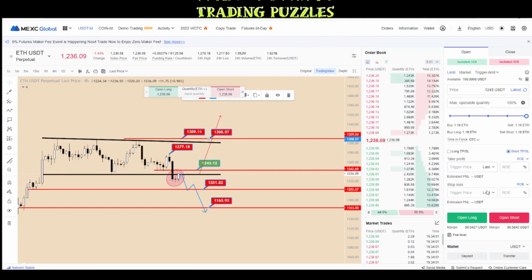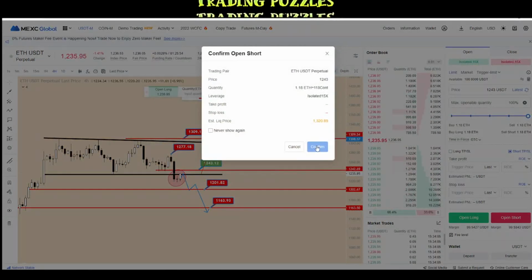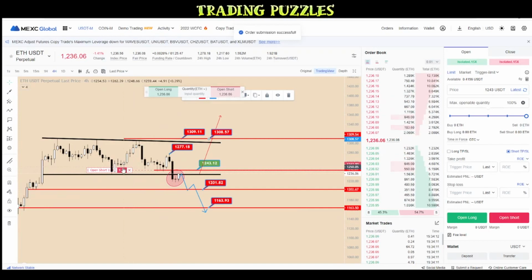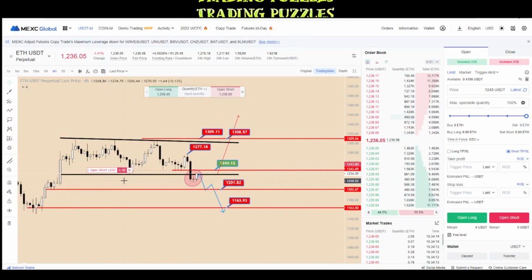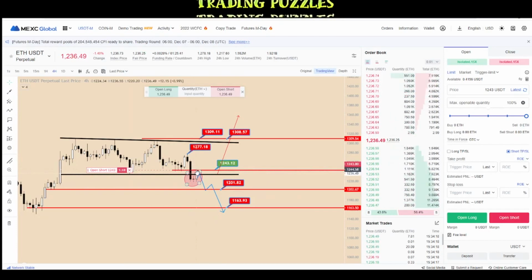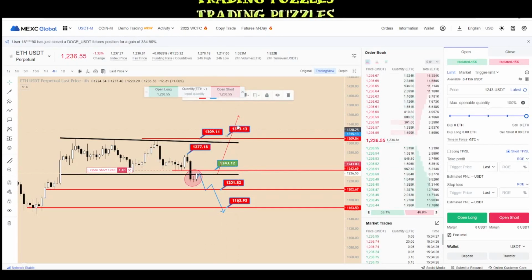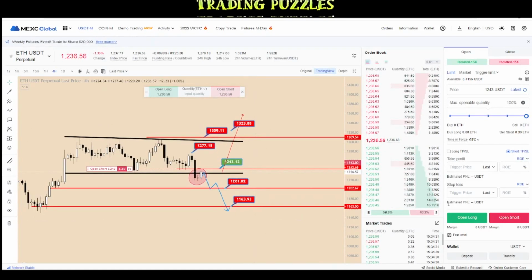Let's suppose that all is fine here. I'm placing open shorts and I'm placing confirm. At this moment you will see that the price, the sell order here is actually active, and when the price will reach our selling price 1,243, it will be activated and the stop loss will be 1,320. So at this point, it looks really good.